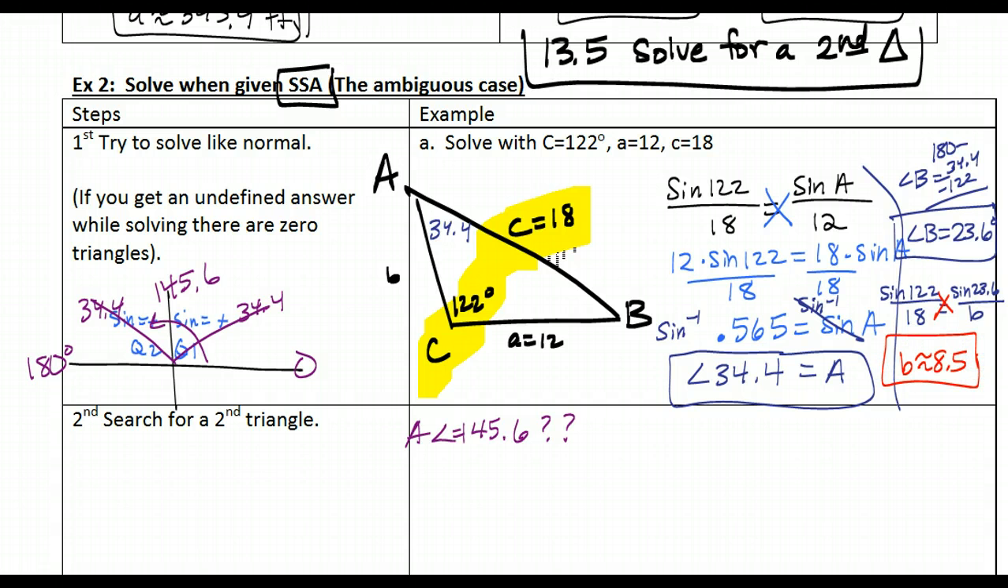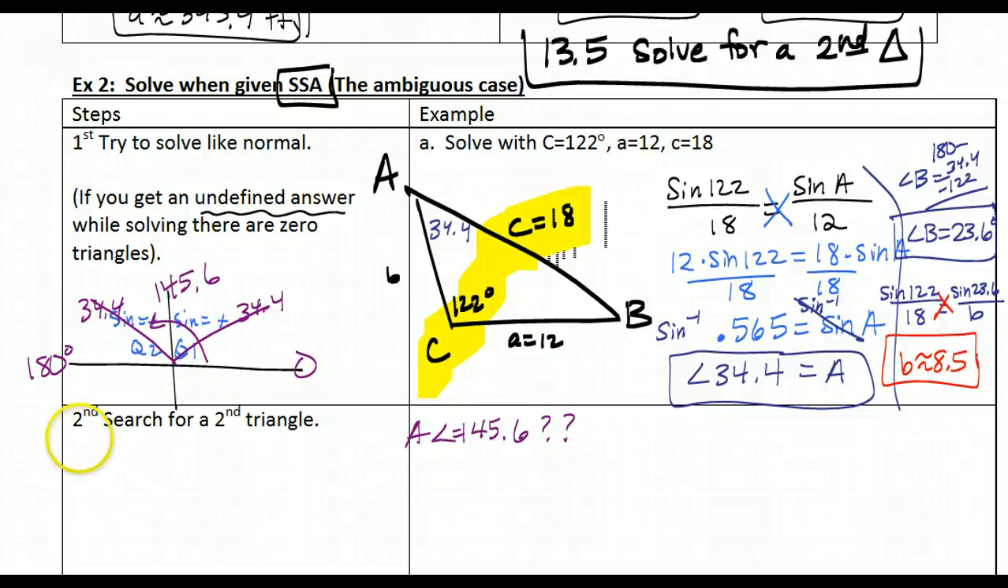Now, all of those worked out. I did not get any undefined answers when I was trying to find these in my calculator, which means that triangle definitely works. Now, if you're going along and if in the first triangle you get something undefined, that means there's 0 triangles.